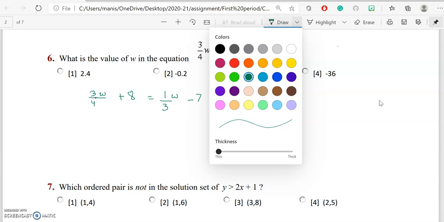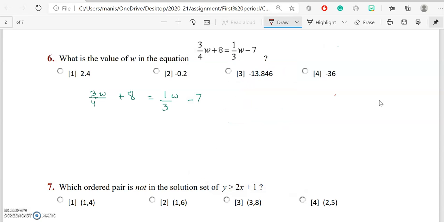First of all, what I will do is get rid of one of these constants. I will get rid of this one over here. Subtracting 8 from both sides, I'm having 3w over 4 is equal to 1 over 3 w minus 15, because when you add these two numbers, it will give you -7 minus 8 is -15. I'm doing the rest of the part over here.